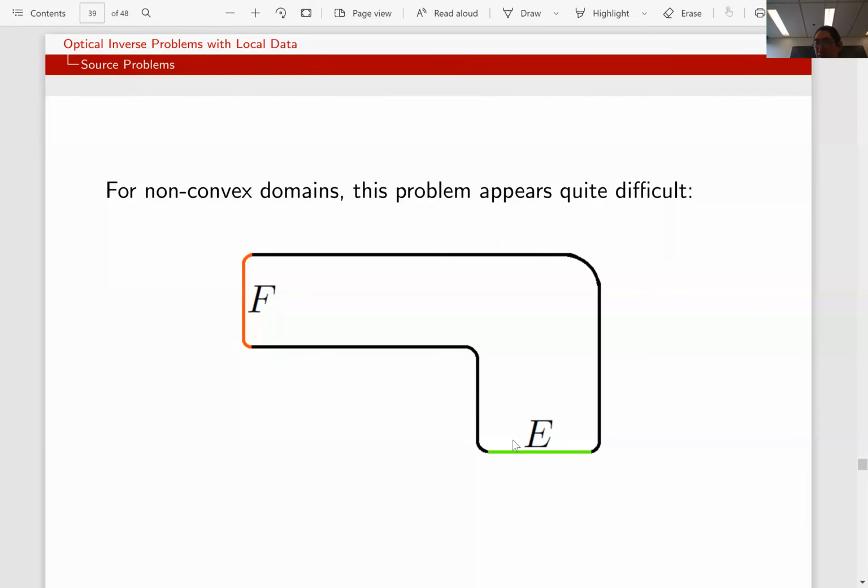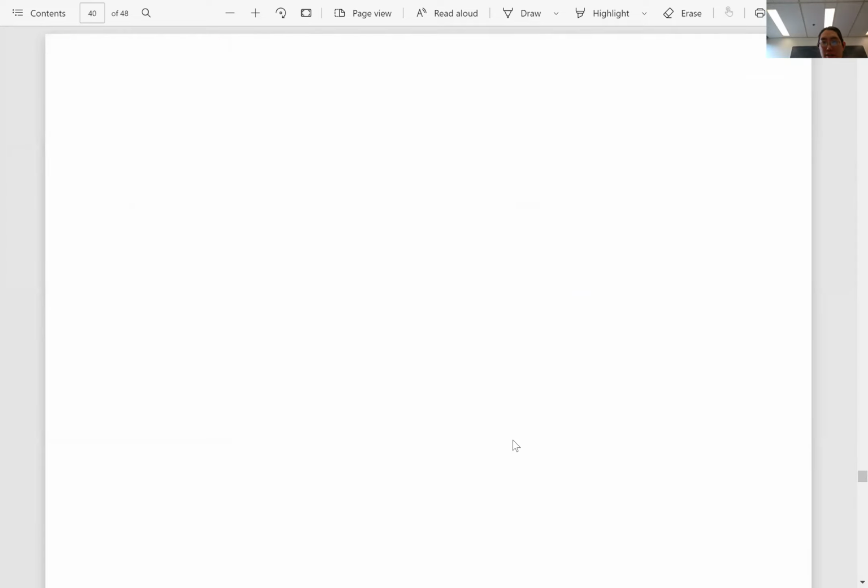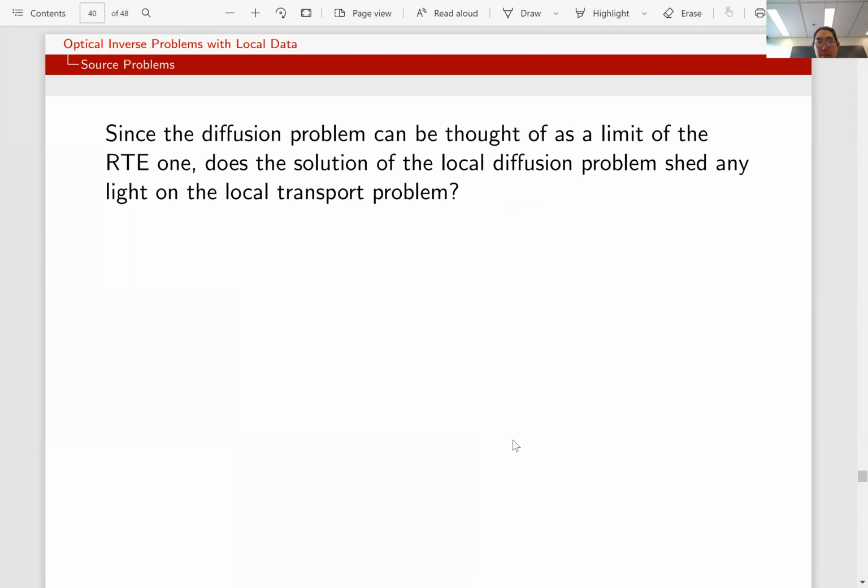And so you have this kind of strange situation where for the tomography problem, the transport problem can be solved, but the diffusion problem is difficult. And in the inverse source problem, it's the other way around, where the diffusion problem is solved and the transport problem is more difficult. And so you could also ask, right, because the diffusion problem can be thought of as a limit of the RT one, does the solution of the diffusion problem shed any light on the local transport problem?